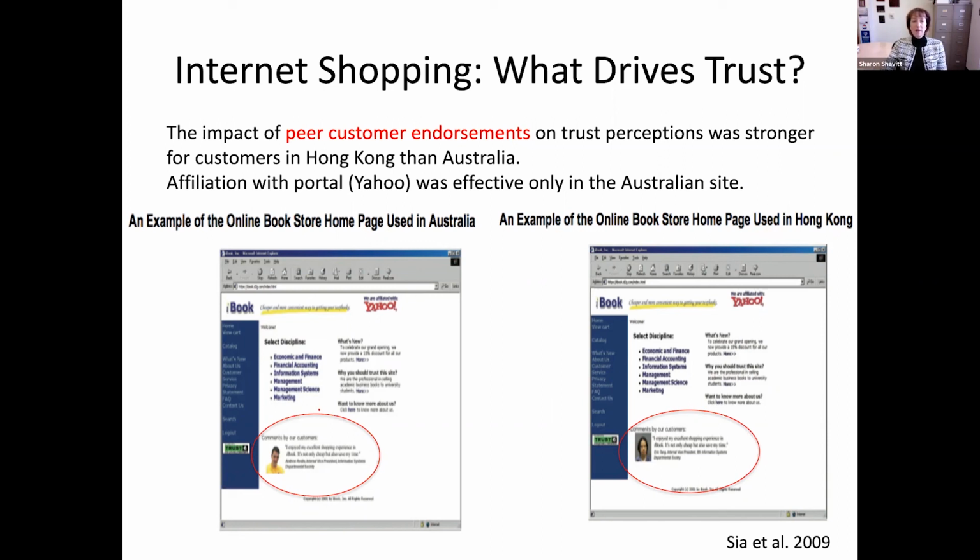And what they found is that the impact of these peer customer endorsements on the trust in the retailer was stronger for consumers in Hong Kong than for consumers in Australia. At the same time, affiliation with the portal, in this case Yahoo, was effective only in the Australian site. So what mattered to Hong Kong participants was what other people thought, people who were their peers, but less so for people in Australia. For them, it was more about portal affiliation in this case.